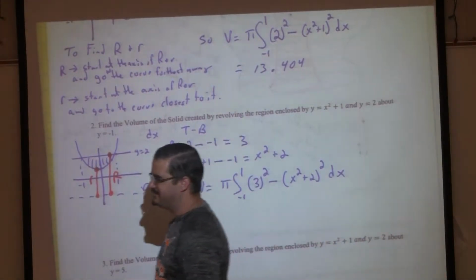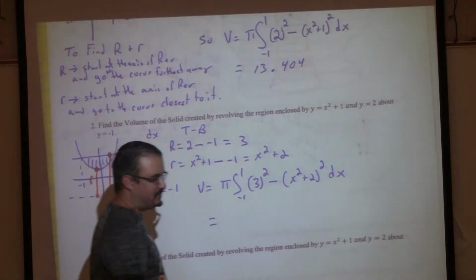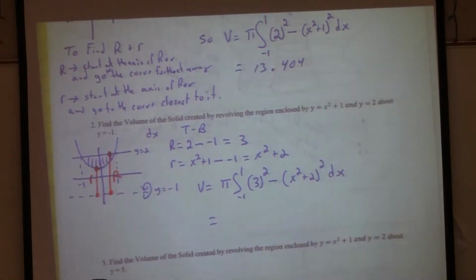Too easy? Too long to do it by hand? The first one I got 64 over 15 pi. Nice. Do it again. It takes forever. You already know what this is going to give you squared. It's kind of annoying. After that, you have to integrate, then evaluate, then multiply by pi. X to the fourth plus 4x squared plus 4. At least you get to integrate that. Yeah, nobody has time for that.